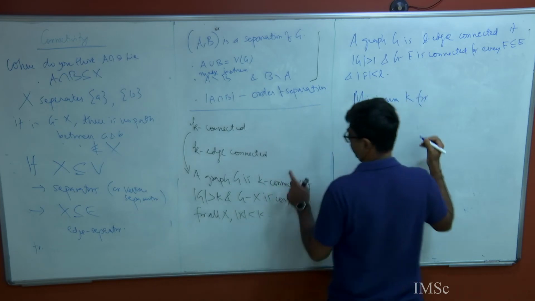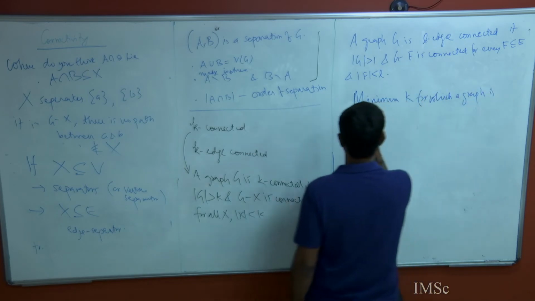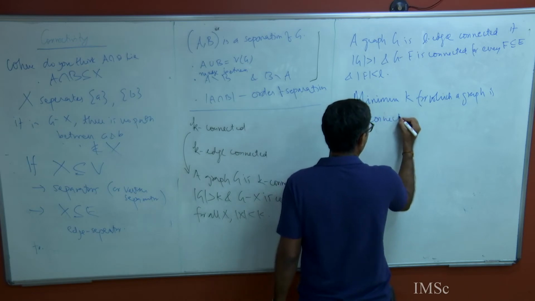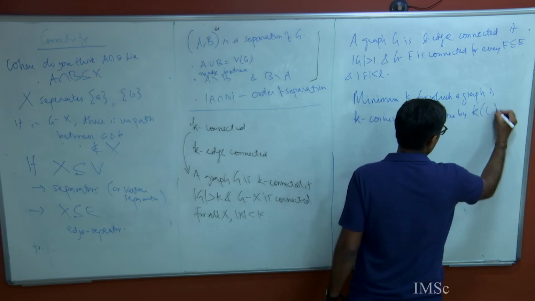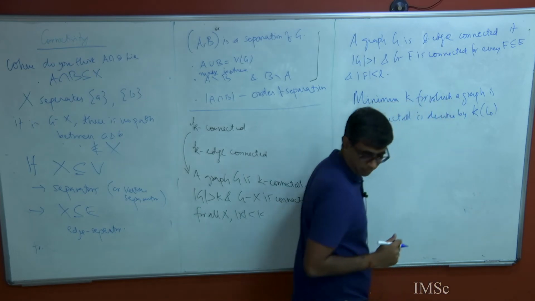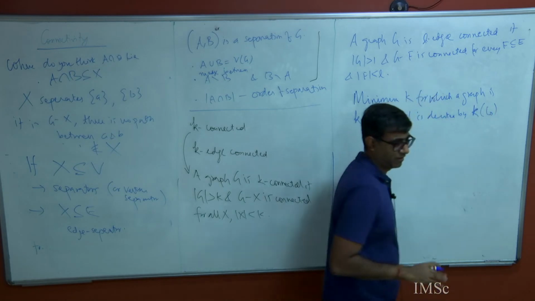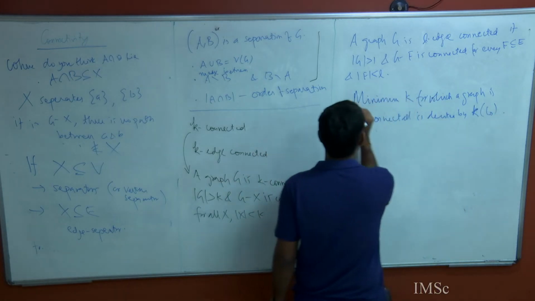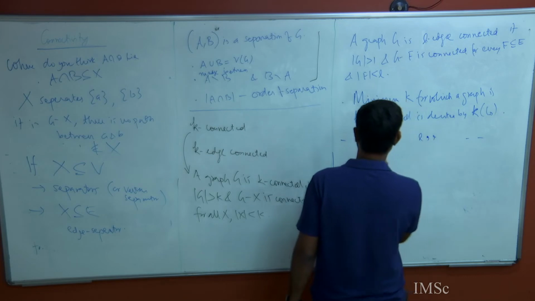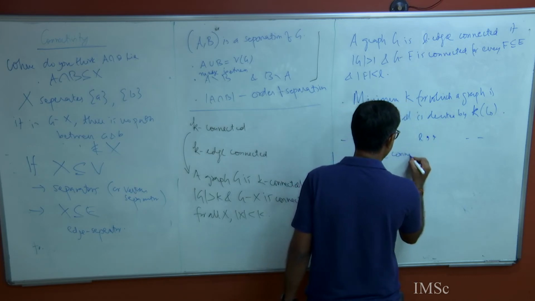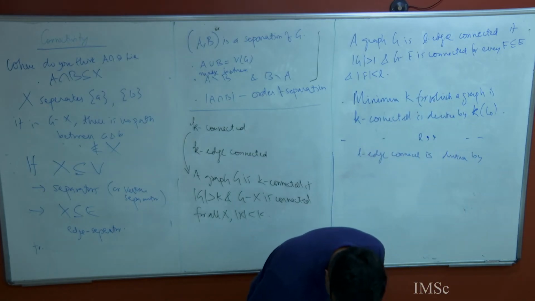Now, the minimum K for which a graph is K-connected is denoted by kappa of G. Okay, unfortunately, I can't write this very well. And the minimum L for which a graph is L-edge connected is denoted by lambda of G. Yeah, lambda of G.